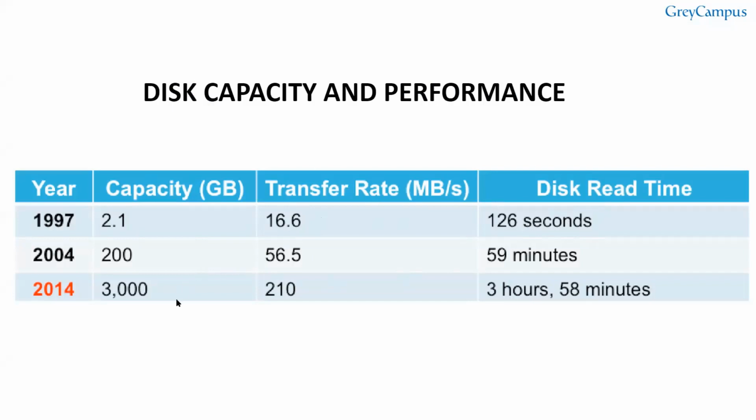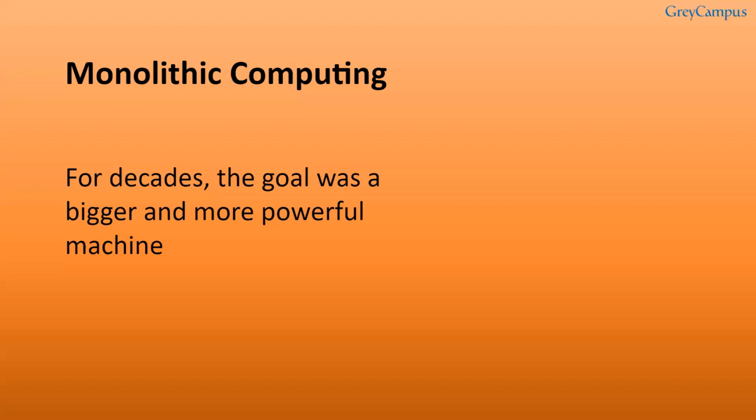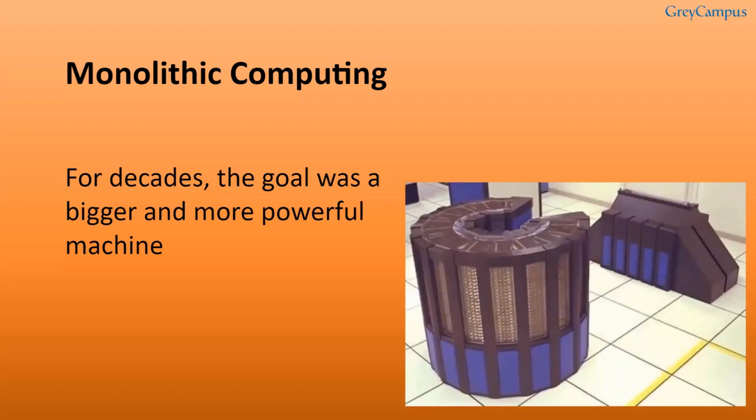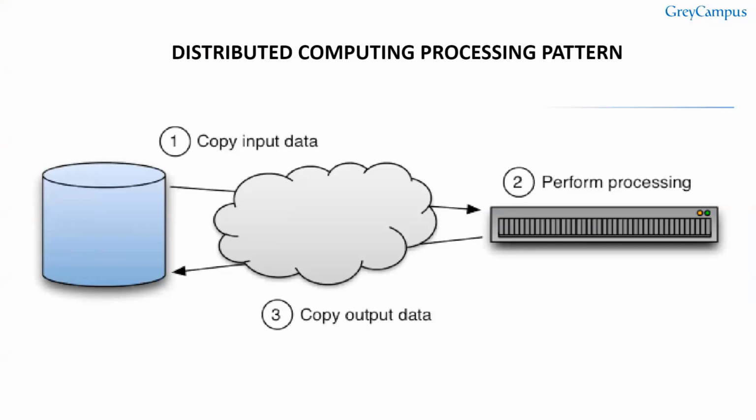Coming to 2014, now it's 2020, we have a good amount of capacity, transfer rate and disk reading time. It's not changing in years now, it's changing in months, at a very rapid rate. This is what I was telling you in the diagrammatical explanation. For decades, the goal was a bigger, more powerful machine. Then the distributed computing processing pattern, which we discussed.